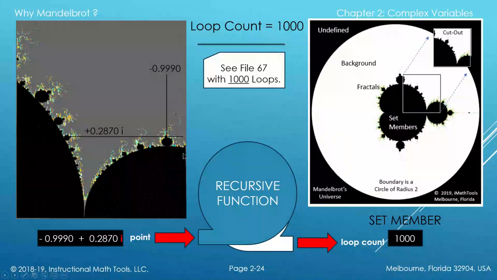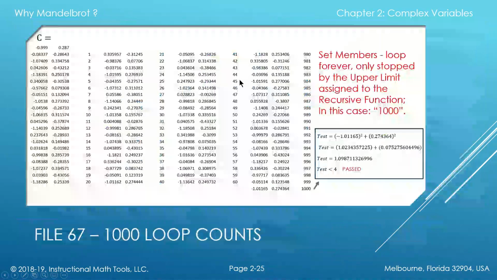Next point. Oh, we got pay dirt. Look at this. We just got inside the black of that nodule, and when we fed that point in there, it came back 1,000. We knew we were in the black pixels. We knew that we had a set member, and now we're going to go look and see what that looks like within the recursive loop.